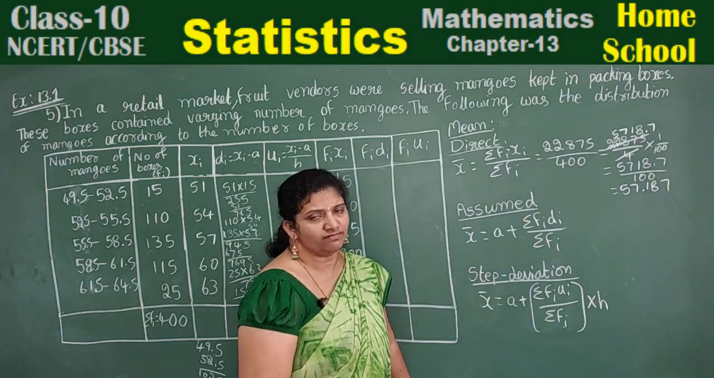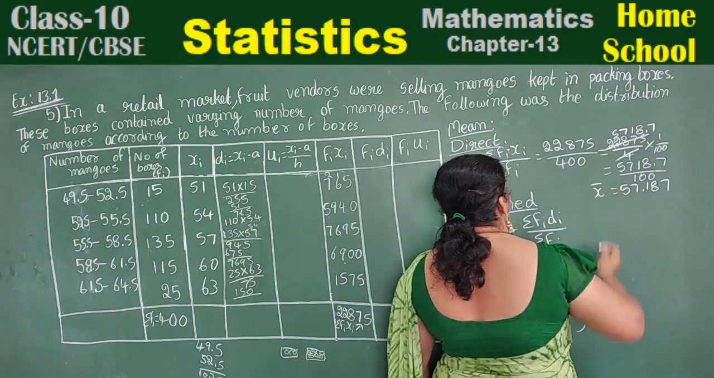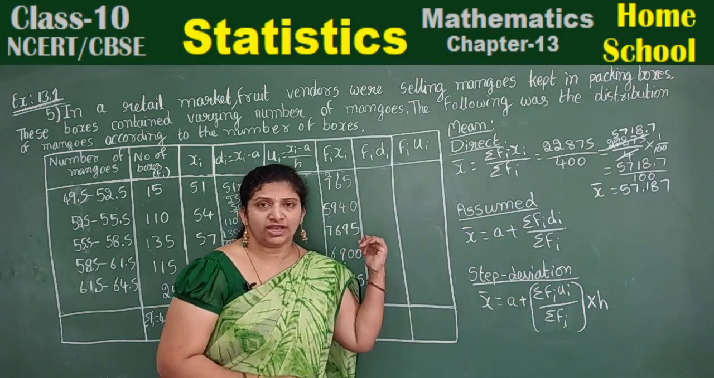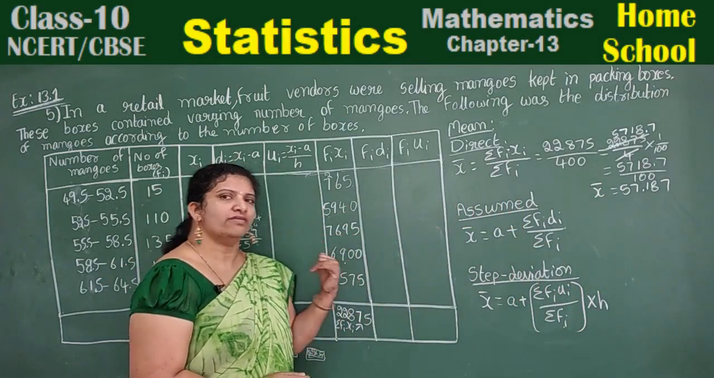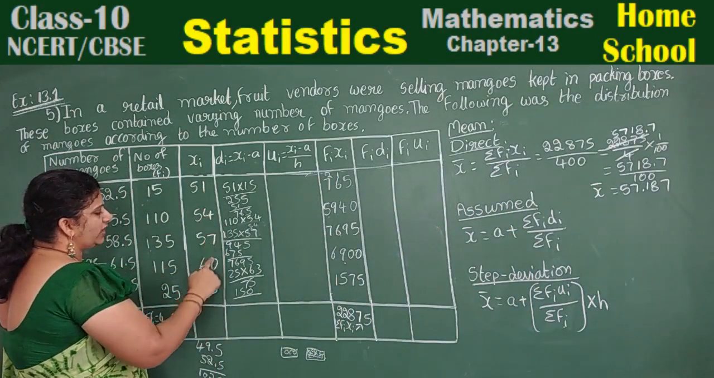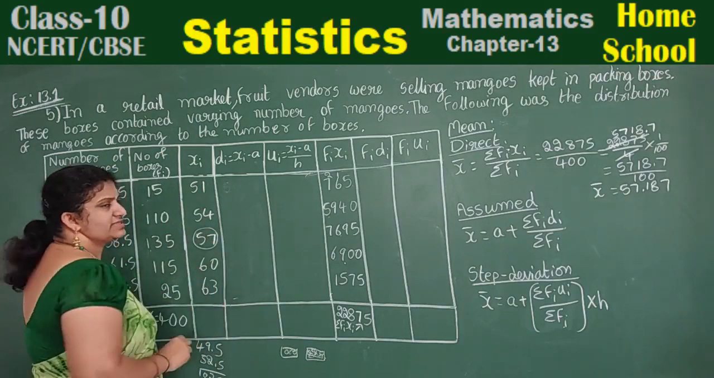57.187 is your mean value, that is x bar is equal to 57.187. Let's do the next method, the assumed mean method. We need to assume a value first from the scores. Look here, 1, 2, 3, 4, 5. The middle value is 57.